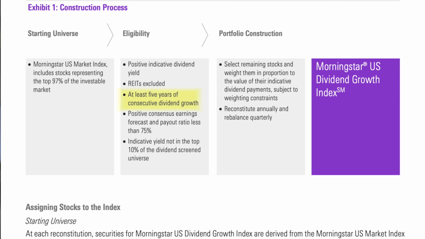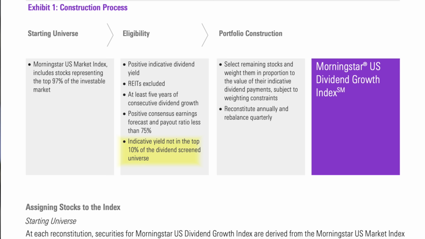4, they need to have 5+ years of dividend growth. They need to have a positive consensus earnings forecast and a payout ratio less than 75%. All right, now we're getting into some interesting stuff, right? We haven't seen this before, but hold on, there's one more. And it needs to have an indicative yield that's not in the top 10% of the dividend screened universe. Now, that was a very confusing way to say they're basically cutting out the top 10% of dividend yield companies.